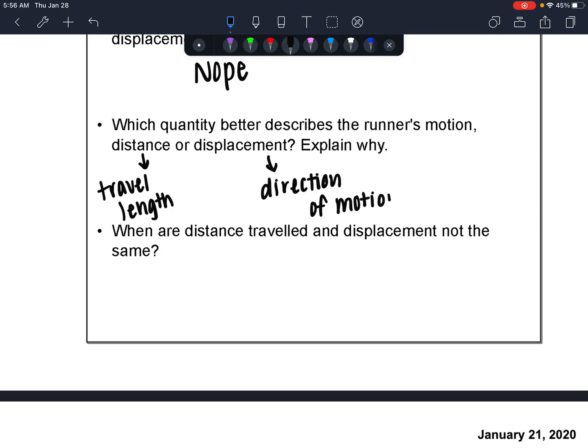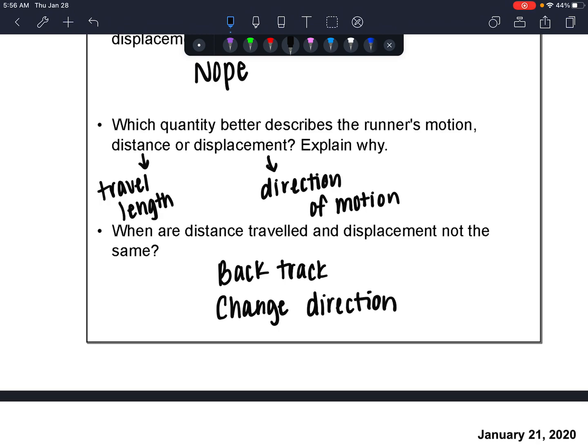So when are distance traveled and displacement not the same? When we backtrack. When we change directions, when we move backwards, whenever direction gets manipulated, that's when distance and displacement are totally different.